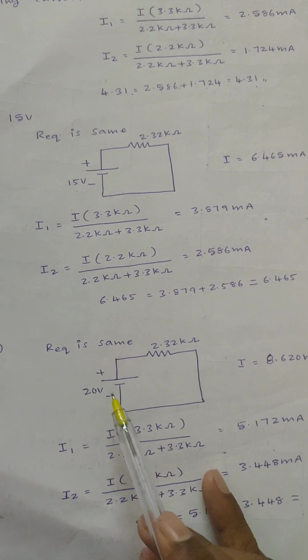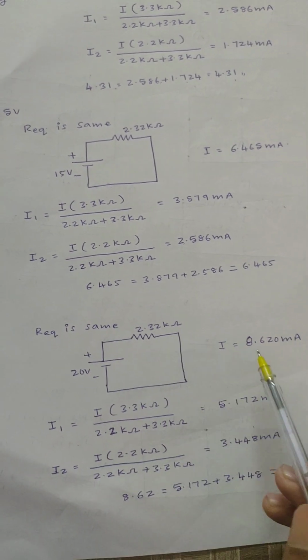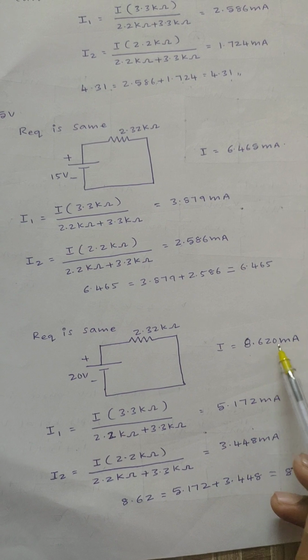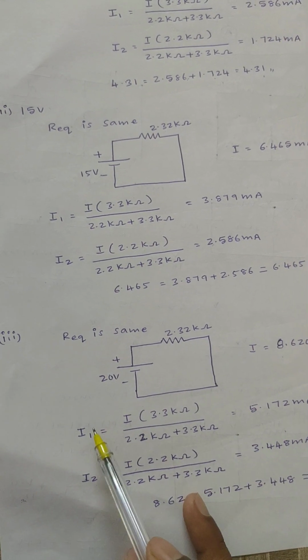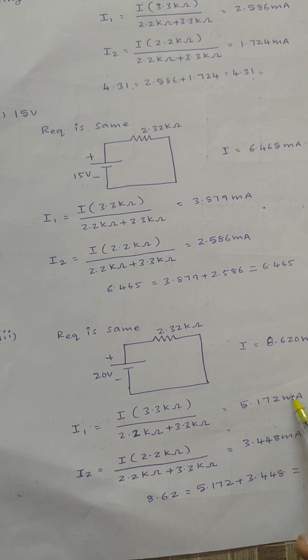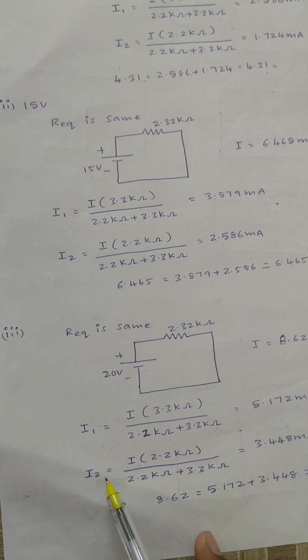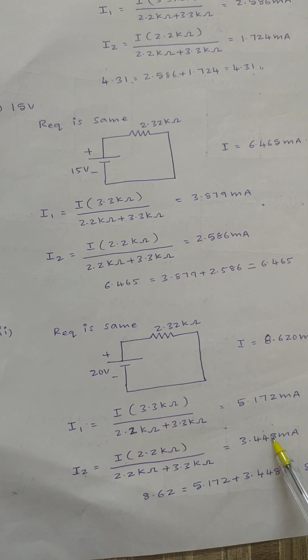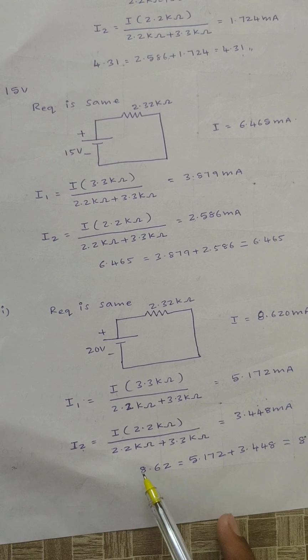Then current I equals V by R equivalent. We will get the current value as 8.620 milliamperes. After that, the I1 value will be 5.172 milliamperes by using the current division rule. Similarly, the I2 value is 3.448 milliamperes. Then 8.62 equals 8.62.